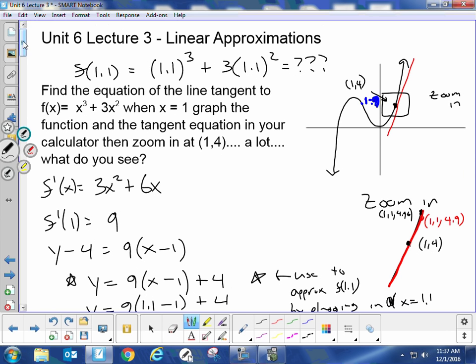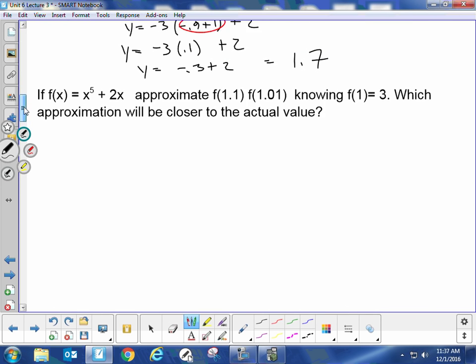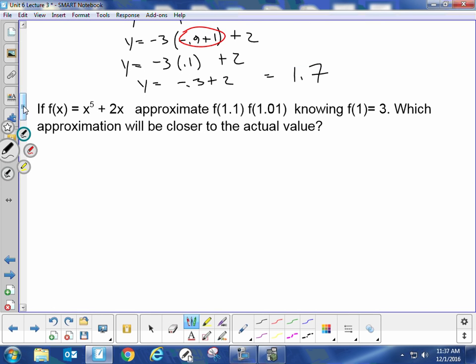Okay? So let's go ahead and do that as just practice. Find the equation of your tangent line centered at 1. That's going to be your mimicking function for this around 1. And then use it to approximate 1.1 and 1.01. And then check those approximations compared to the actuals.